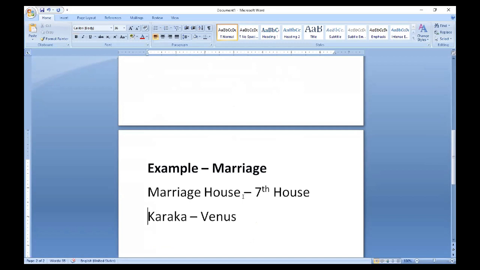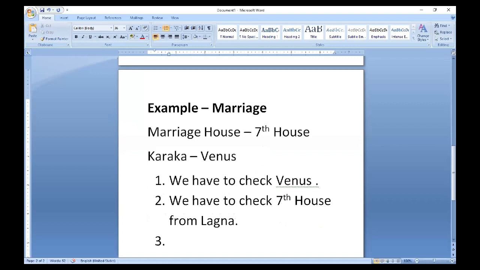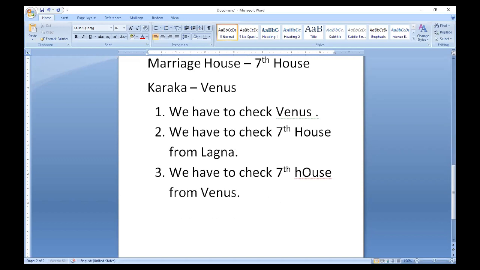Now we have to apply the rule. First, we have to check Venus. Second point, we have to check the 7th house from Lagna. And third point, we have to check the 7th house from Venus. Is this clear? These three rules will show you about the marriage, like whether the marriage is good or bad.